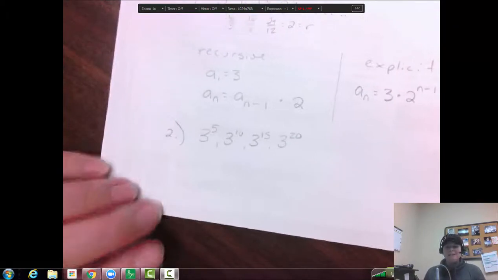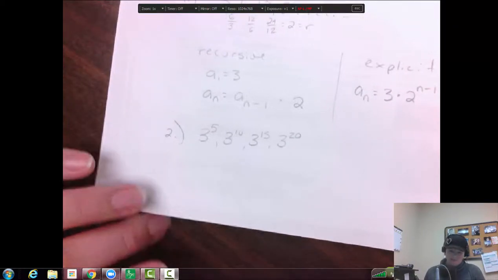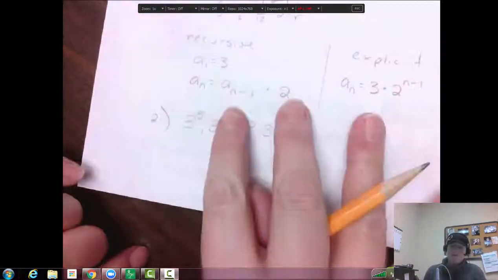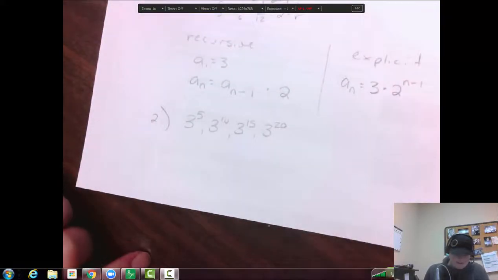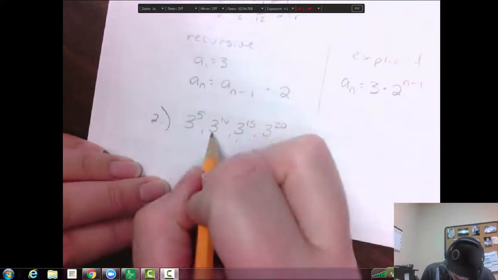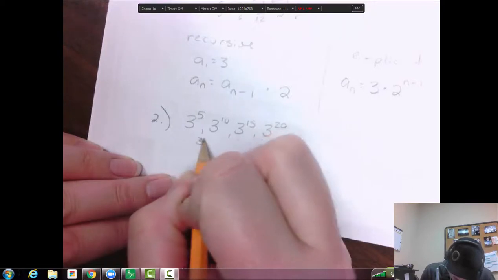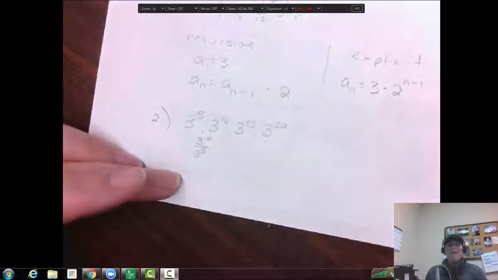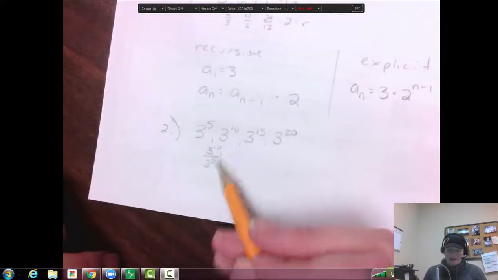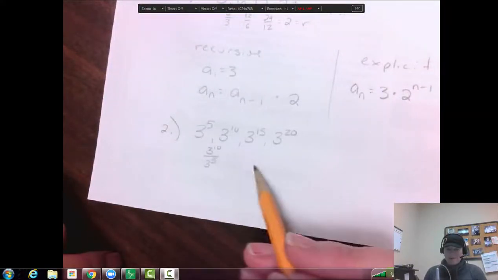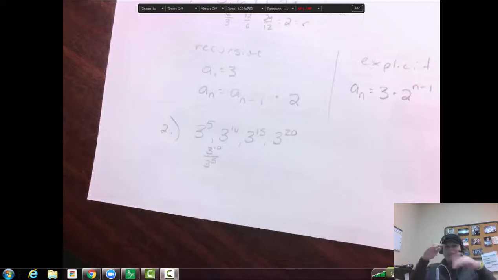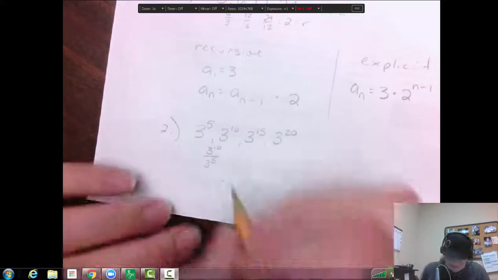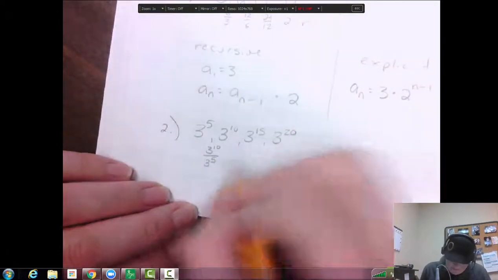But let's look at this in terms of, is it geometric? And if it is, let's do our two formulas with these weird looking ones. The way we figure out if it's geometric is we take the one before, the 3 to the 10th, and divide it by 3 to the 5th. Remember that when you're dividing, I have 5 on the bottom, 10 on the top, and 5 of them cancel, or you subtract those exponents. So this one's going to give us 3 to the 5th.